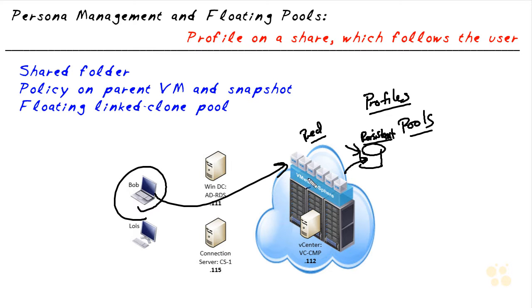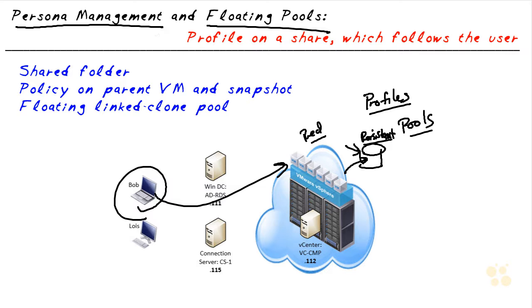However, we also have the option of using something called a floating pool. And in a floating pool, we are not guaranteeing the same virtual machine to Bob or any other user every time they connect. So now we have a challenge. How do we give Bob his same look and feel, his profile, even though he may be logging onto a different virtual machine whenever he connects? And one solution to that is to use persona management as part of View.